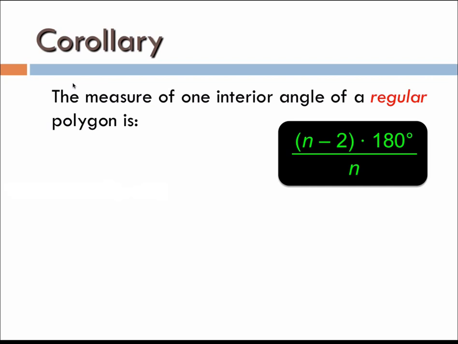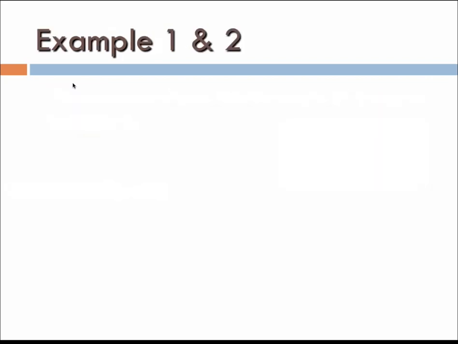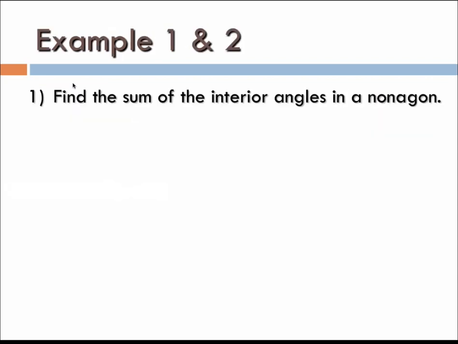How are we doing so far? Good, good, good. Find the sum of the interior angles in a nonagon. And notice that's a nonagon, not an n-gon. Question? Answer. Hold on. Give everybody a chance.